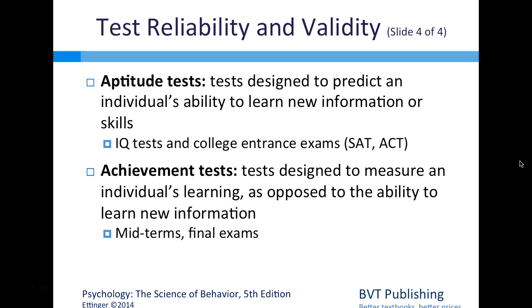Okay, aptitude tests. These are tests designed to predict an individual's ability to learn new information or skills. These are IQ tests and college entrance exams, like the SAT and the ACT. And then achievement tests. These are tests designed to measure an individual's learning, as opposed to the ability to learn new information. So, like the midterm you just took, this is an achievement test because you've already learned the material and now you're being tested on it. Versus an aptitude test, this is testing your future ability to perform.